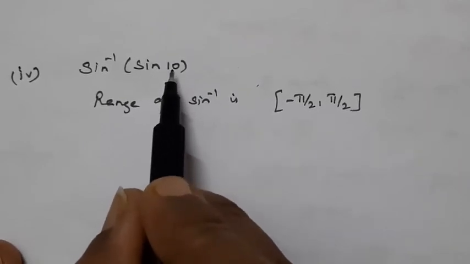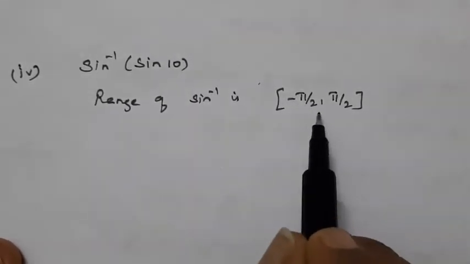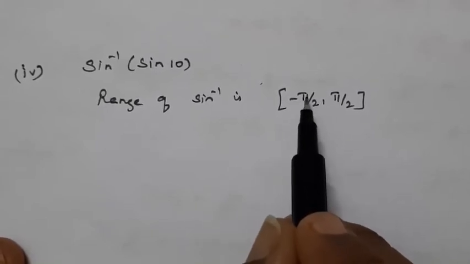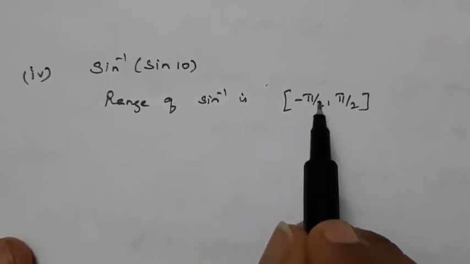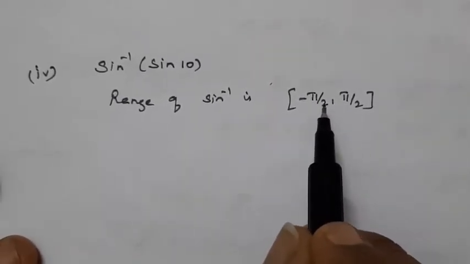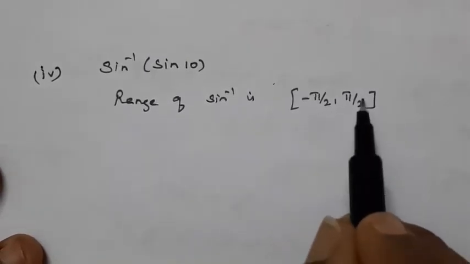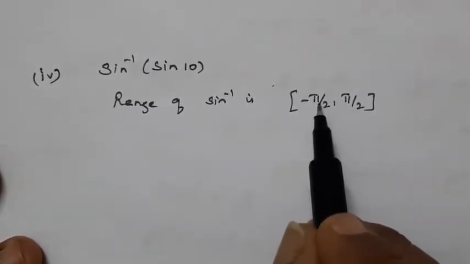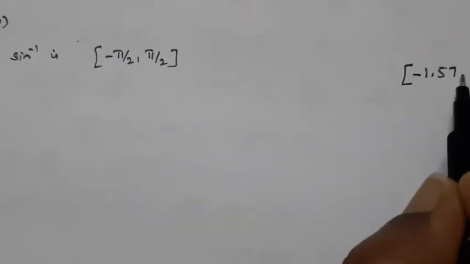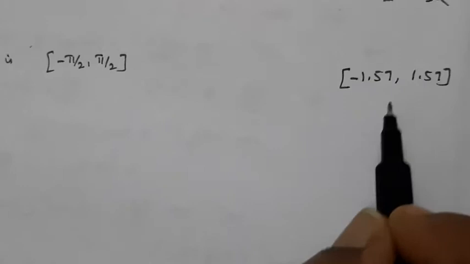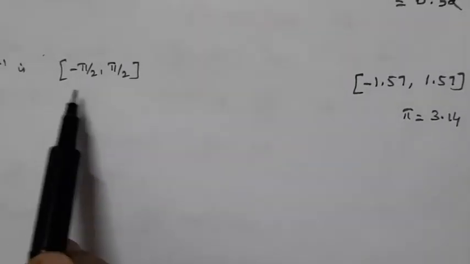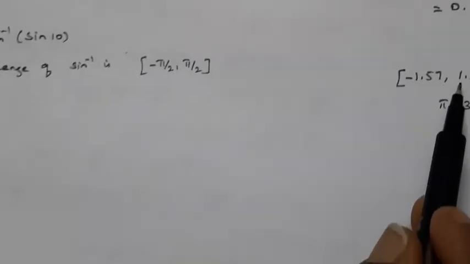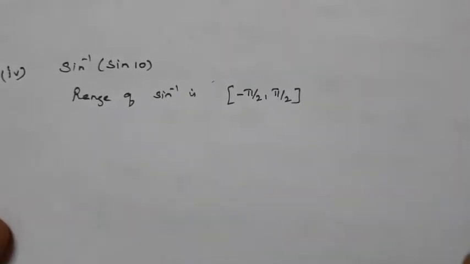So in order to check whether it belongs to this closed interval, instead of taking pi as 180 degrees, you have to take the numerical value of pi, which is 22 by 7 or approximately 3.14. So this closed interval in numerical values, taking pi as 3.14, would be minus 1.57 to plus 1.57. So 10 doesn't belong to this interval.